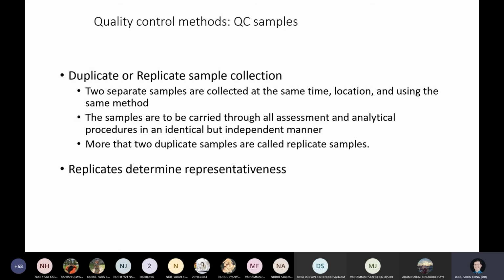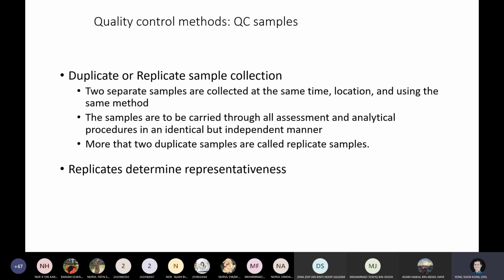It's the same thing, just that this one is on the environmental water sample. You just collect more than one. How many? There's no limit. As many as you like, depending on your money. Now the replicates determine representativeness because why? When you collect the first bottle and the second bottle, logically speaking, when you analyze these two replicates, the data coming from them should be the same, isn't it?